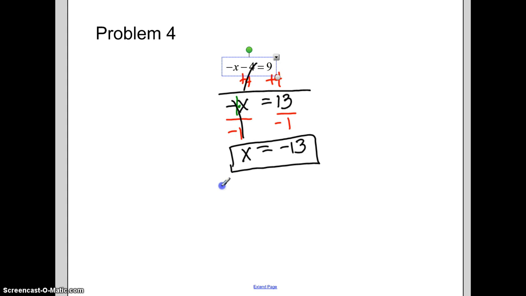We're going to check our work, replacing x with negative 13. Now be careful here. This negative is this negative. The x is the negative 13. Minus 4 equals 9. So you can see you actually have two negatives next to each other. Those two negatives become a positive 13. And we end up with 9 equals 9.